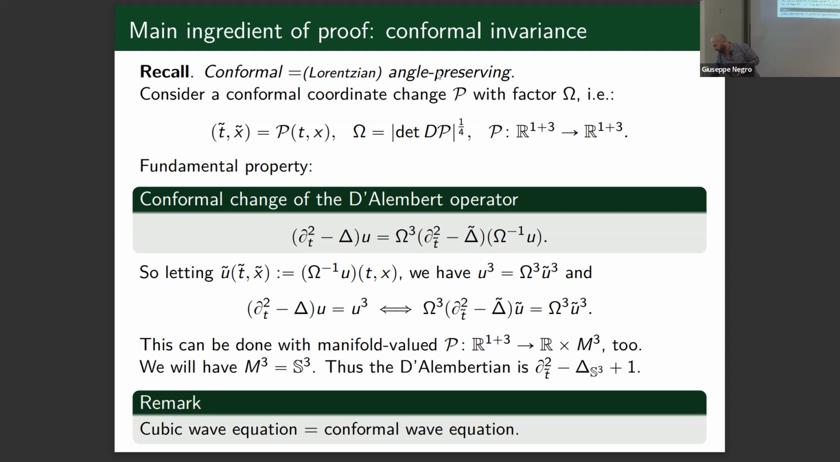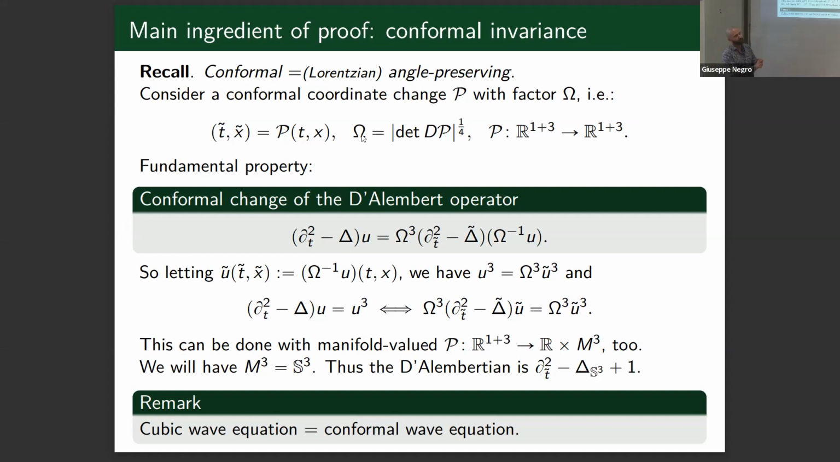there are two things in this slide which I am hiding under the rug. The first is this: what does Lorentzian mean? The conformal map is angle preserving, but not in the Riemannian sense. I'm not going to explain what this means, but intuitively, it's an angle preserving map. And if I use this to do a coordinate change, so I pass from my coordinates t, x to t tilde, x tilde, what is omega?